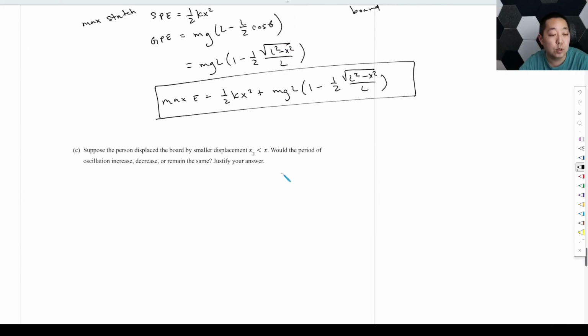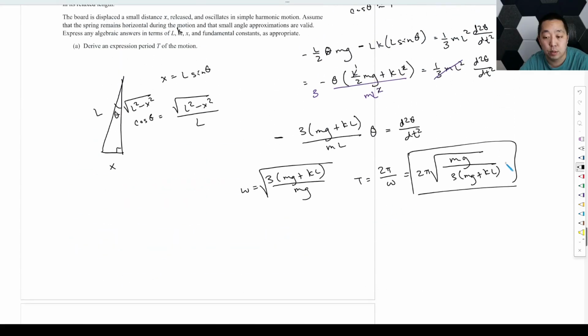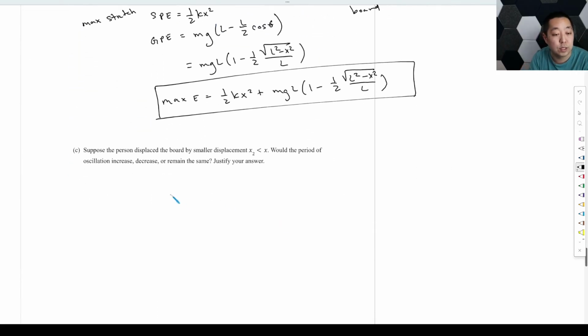All right, so suppose the person displaced the board by a smaller displacement, x2 less than x. Would the period of oscillation increase, decrease, or remain the same? Well, let's look at this. The x is really about L sine theta, right? Because we don't have x directly in here. But actually, if you look at this period, it does not seem to depend on it. The L's not going to change. Spring constant, it's not going to change. It remains the same, right? So it's independent of that displacement, so it remains the same.